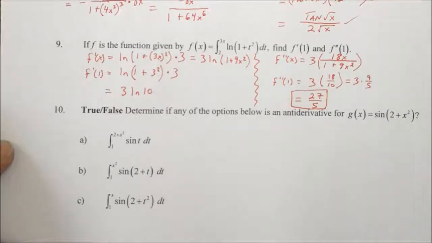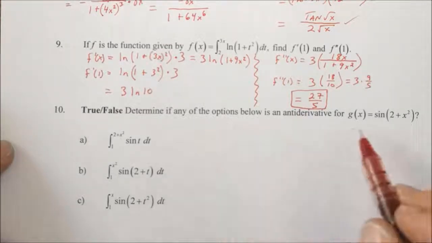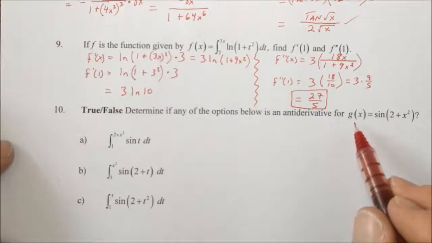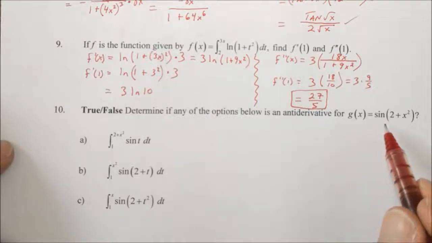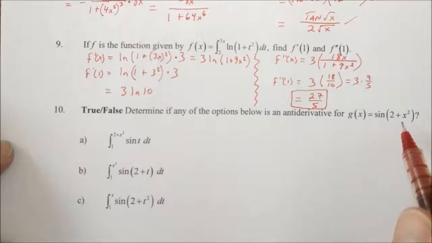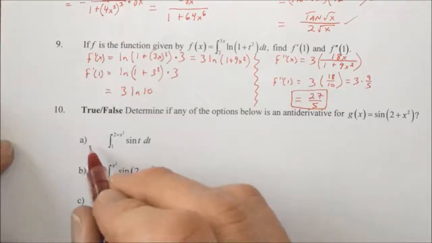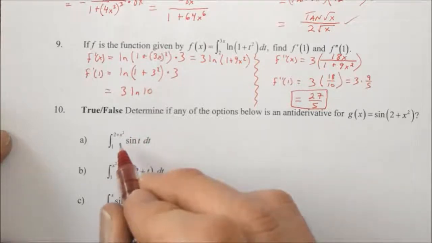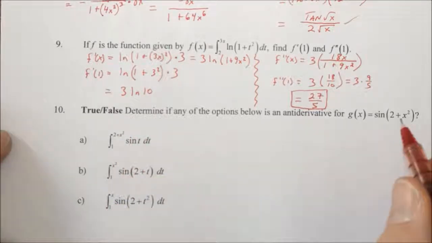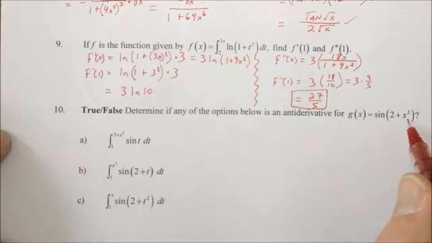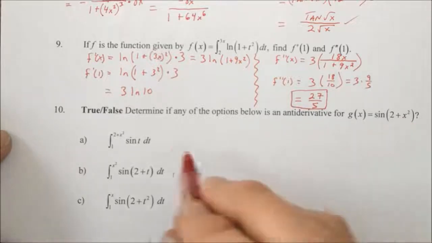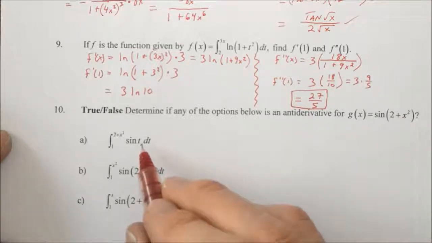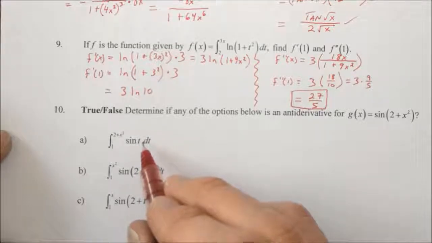In regards to number 10, these are true-false questions. We need to know if any of the options below is an antiderivative for g of x is equal to the sine of 2 plus x squared. Well, let's look at A. If we were to derive this, will we get sine of 2 plus x squared? If so, then this would be an antiderivative for g. If not, then we'd have false.